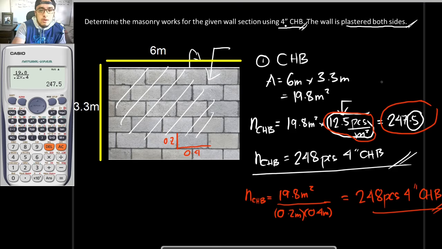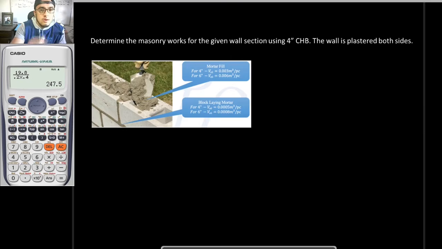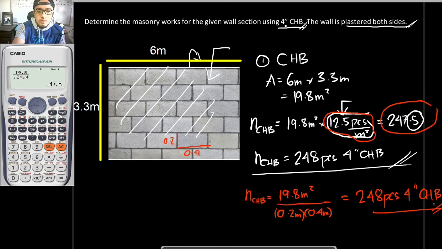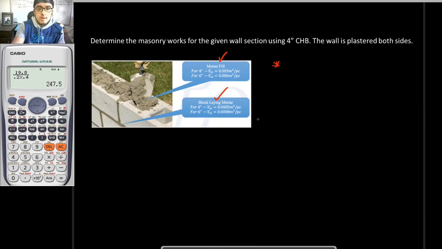Okay, so now that we have our number of concrete hollow blocks, what we would be solving now would be the mortar fill and the block laying mortar. So yung mortars natin yung kailangan natin i-solve for now. And ulitin lang natin, no? The number of CHB that we would be using in this project would be 248 pieces CHB.